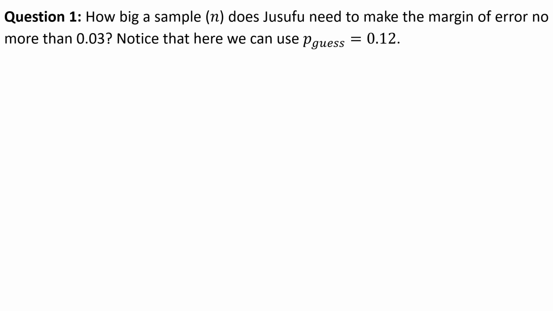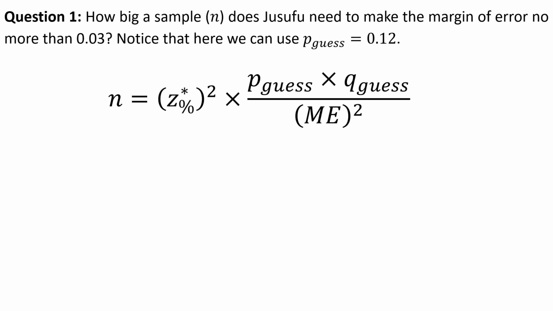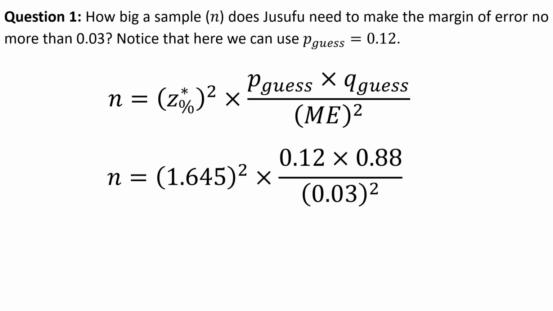Historically, the proportion of sick cows has been 12%. So the first question is, how big a sample does Jusufu need to make the margin of error no more than 3%? So going back to that equation for sample size, in this case, our critical value is 1.645 because we're to construct a 90% confidence interval. Our best guess for the probability of success here, being a cow does have a bovine disease, is 0.12. 1 minus that is 0.88, and the margin of error we're looking for is 0.03. So putting those numbers into the equation, we get a sample size of 318.